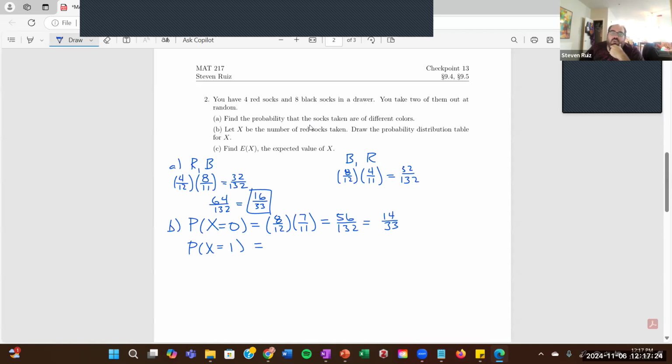Hopefully you noticed as you are working through this that part A did this part for you. So drawing exactly one red sock is basically the case where you're drawing two different color socks. So this probability is part A. This is 16/33.